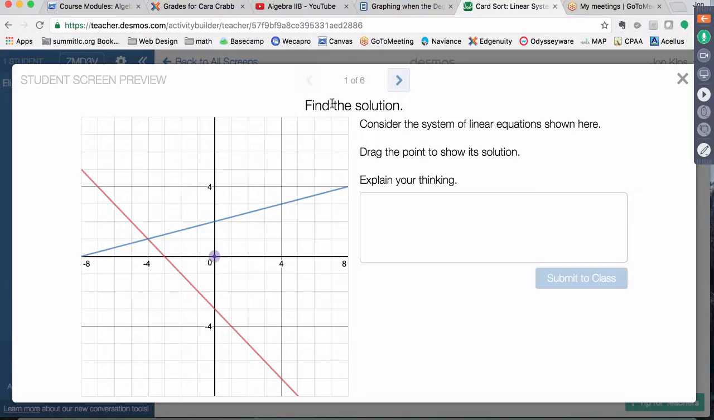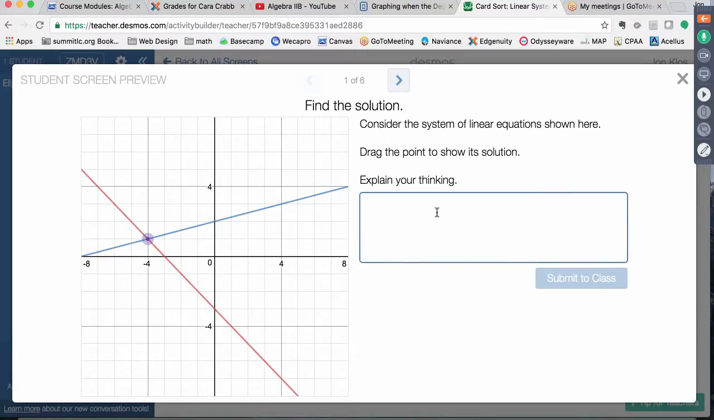So here we are on the screen preview. We're on slide 1 of 6, and we're asked to find the solution. Consider the system of linear equations here. So there's two lines. Drag the point to show its solution. So the solution, if you remember, is where they intersect. So I needed to drag the point right there.